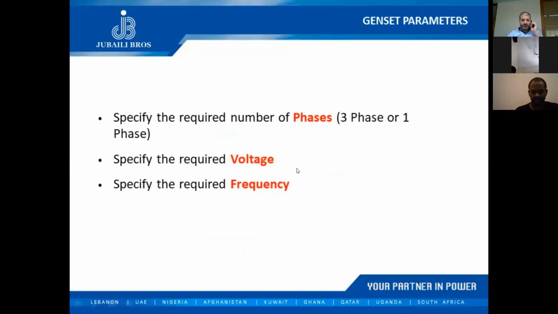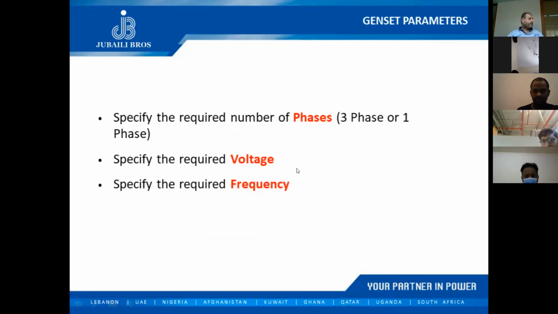The first thing we should ask ourselves when we try to select a generator is, what is the number of phases required? Is it a three-phase application or a single-phase application? The importance of this lies in the proper selection of our alternator. The second important question is, what voltage is required? Why is this really important? Same story, voltage dictates the alternator needed in this generator.